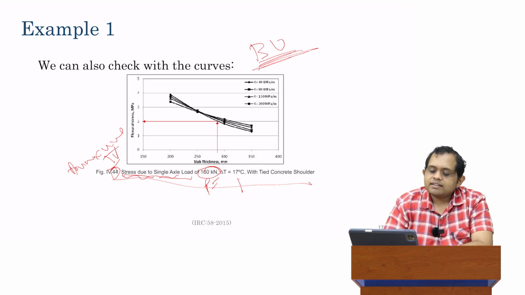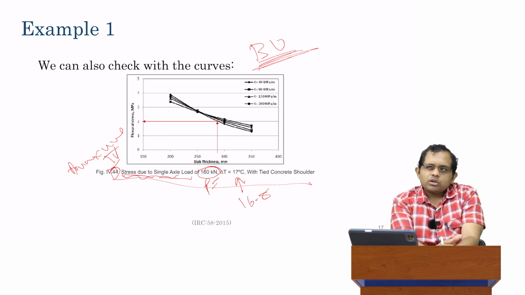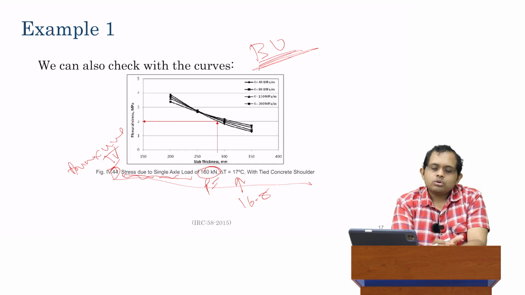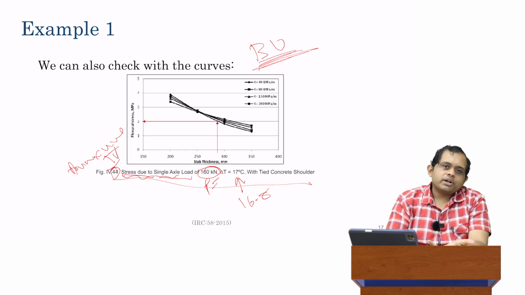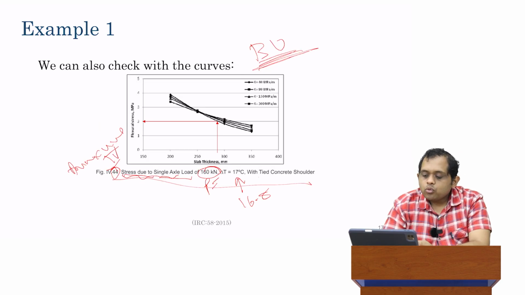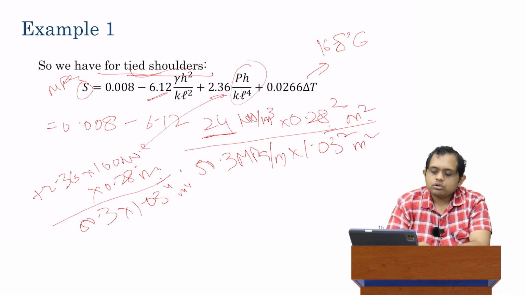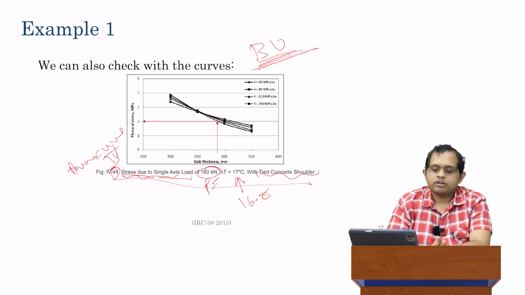But given delta T is 17, technically we have delta T of 16.8. Besides 17, I believe delta T of maybe 13 is also provided, so you could technically interpolate between the two. Generally, we can say 16.8 and 17 are roughly the same, very close to each other, so let's just stick to this value. Again, we are just trying to verify this value. Are we getting almost 2.12? We need not get exactly the same value. With tied concrete shoulders, that's exactly what we did this analysis for, so this seems to be the correct figure to use.